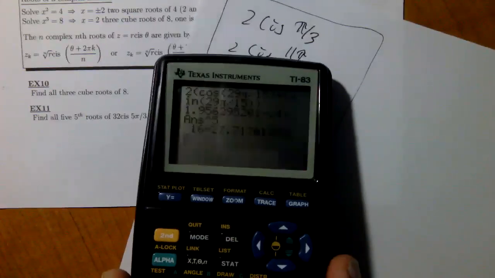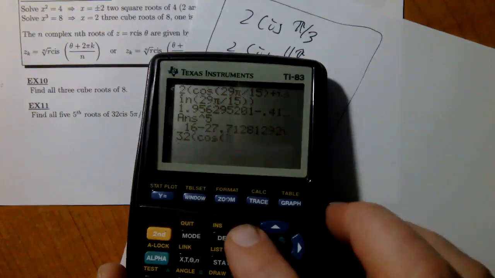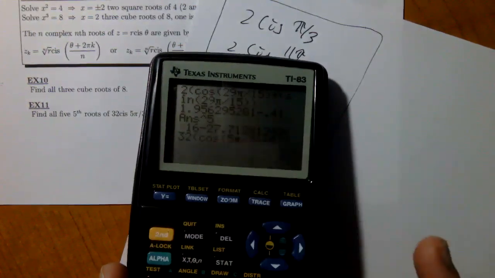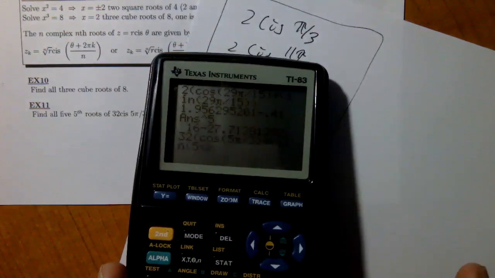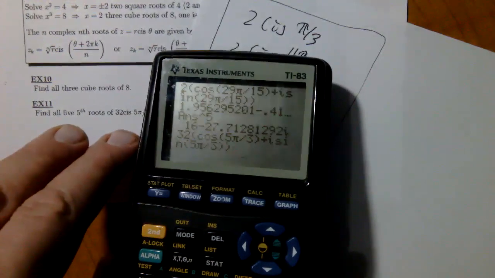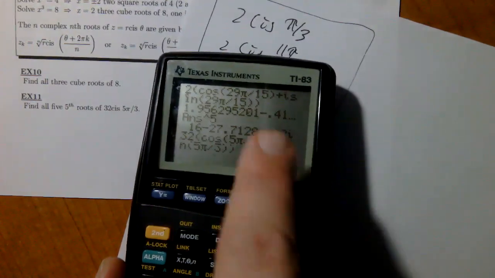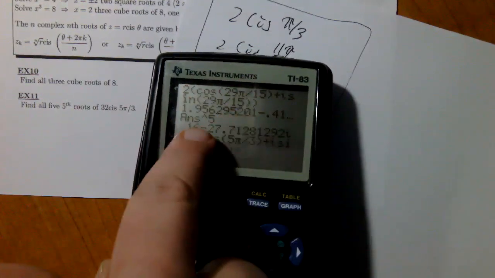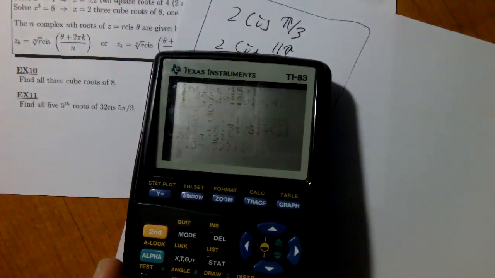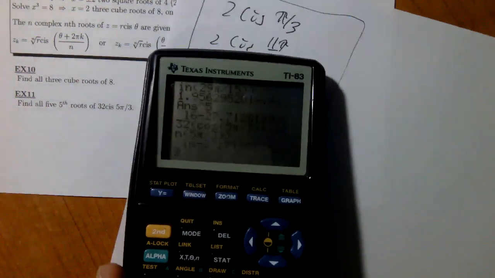So now if I plug that in the calculator, 32 times cosine of 5 pi divided by 3 plus I sine 5 pi divided by 3. Right? So this number is 32 cosine 5 pi over 3 plus I sine of 5 pi over 3. And the point is I took my answer, raised it to the fifth power, and it gave me this in rectangular. So the number I started with in rectangular, same number. So I'm good to go.